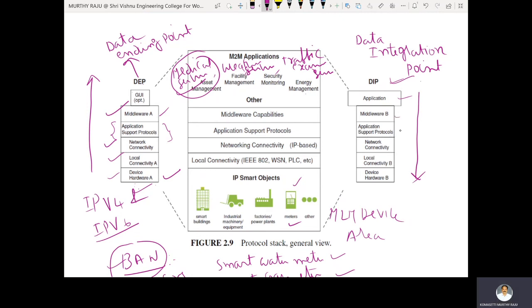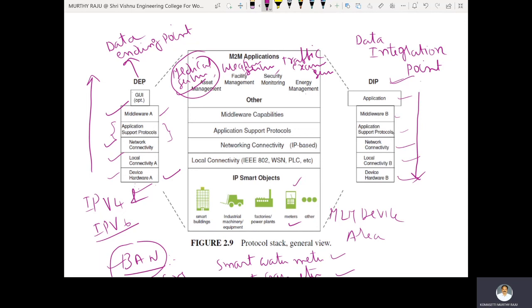Suppose here we use application support protocols, network connectivity, local connectivity, and device hardware. At the medical side, the physician side, we use laptops and mobile phones for getting the information. Tablets, mobile phones, and laptops are all devices. These devices are connected by using some local connectivity. Generally Wi-Fi connectivity is used. Without Wi-Fi connectivity, there is no internet access. Network connectivity means IPv4 or IPv6. Based on the applications, we use these protocols.